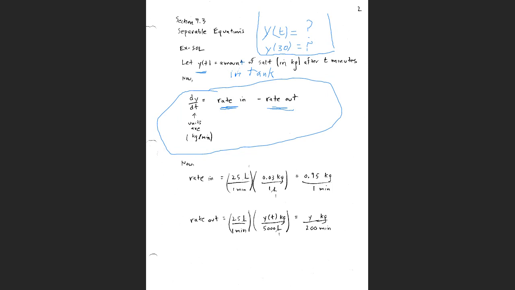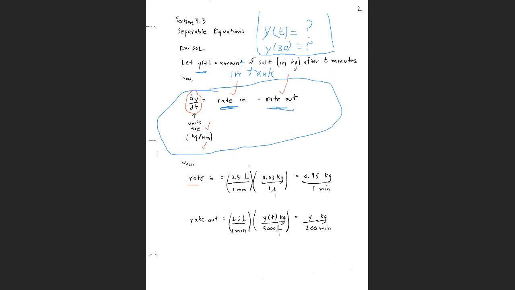The units for dy dt, and this is very important, are going to be kilograms per minute, because salt content y is in kilograms and time is in minutes. This is helpful to make sure I get the right differential equation. So we have to identify rate in, and we have to identify rate out. Well, what's the rate in?